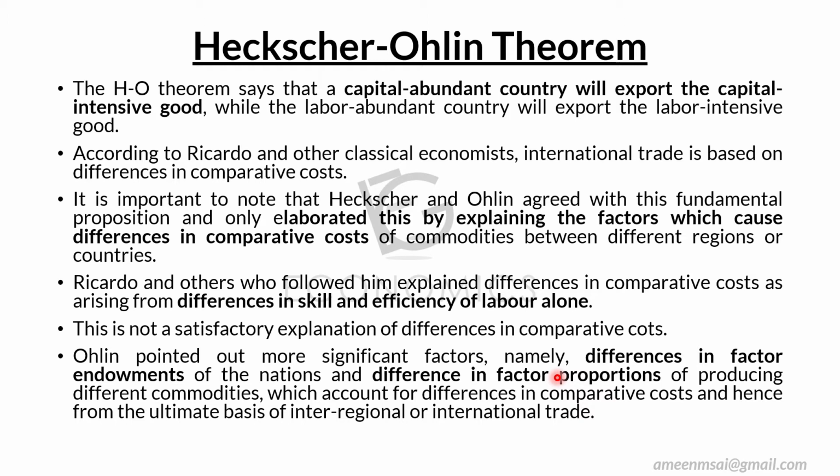For example, if we are producing a good in country A and the same good in country B, as there exist differences in factor endowments, the factor proportions for the same good in both countries will also be different, of producing different commodities, which account for differences in comparative cost. So that's the reason for differences in comparative cost, and hence the ultimate basis of interregional or international trade.